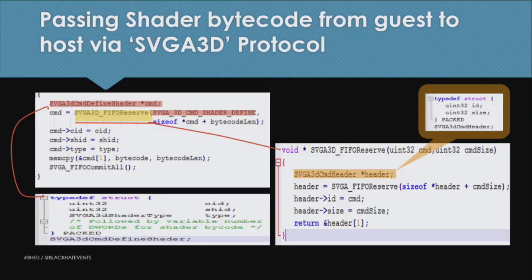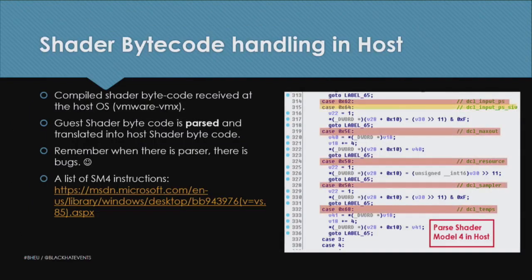After this reservation is done, we have to simply commit those commands for the GPU to be processed and wait for the GPU to finish the execution. So what we have seen so far, we have received the raw shader bytecode in the host operating system. Now, as we have already said, the shader needs to be translated, and the host process has to make it compatible with the host GPU.